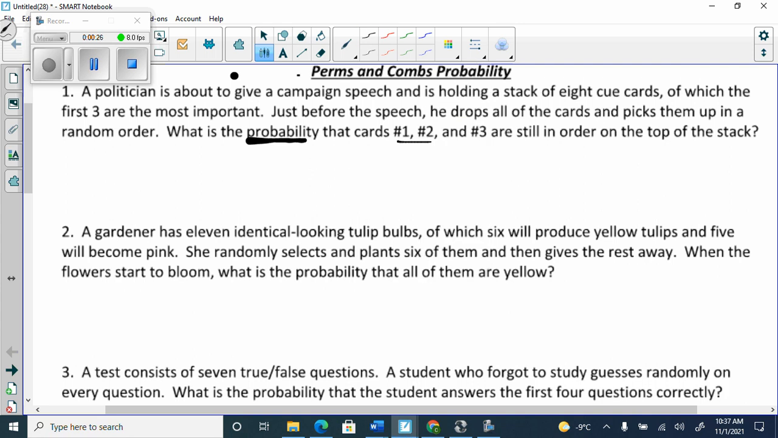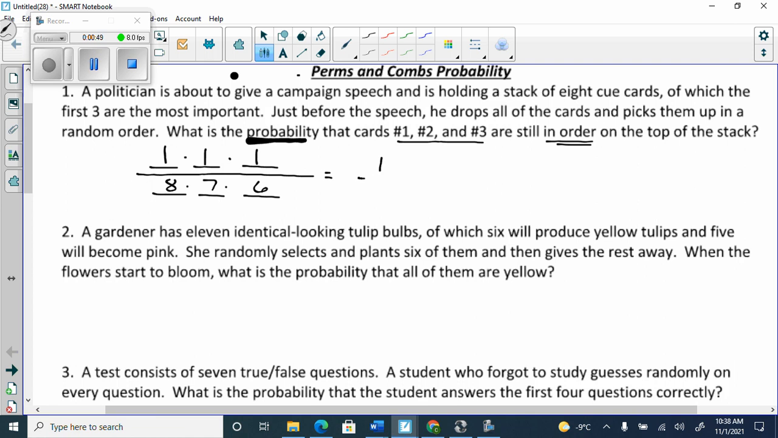The cards 1, 2, and 3 are still in order at the top of the stack. So we knew that on the top, we'd have 1, 2, 3. So this one would have to be 1, this one would have to be 2, this would have to be 3. So those are the only choices. And then on the bottom, we would have 8, 7, 6.